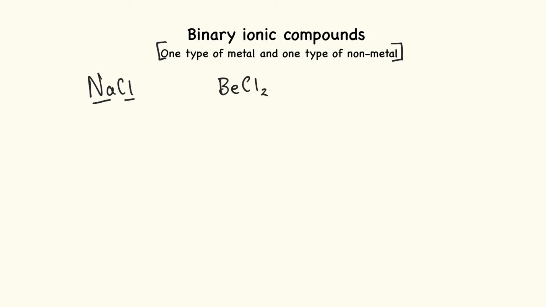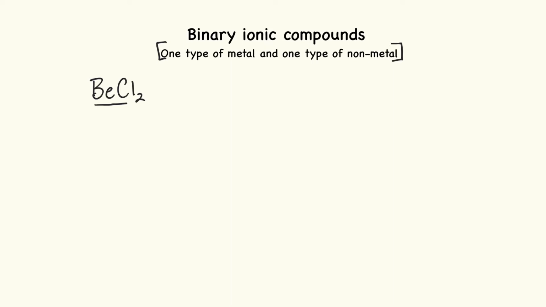BeCl2 would still be a binary ionic compound because I want you to remember this. There is only one type of metal and there is only one type of nonmetal, even though you have multiple atoms of the nonmetal. Okay, so binary means two different types. So let us talk about the process by which we will assign name to this chemical whose formula is BeCl2.